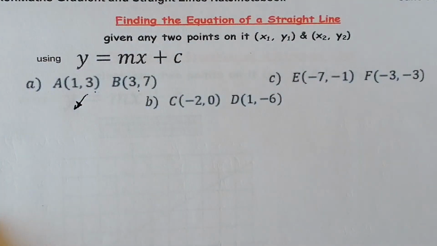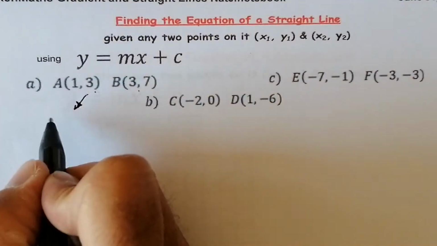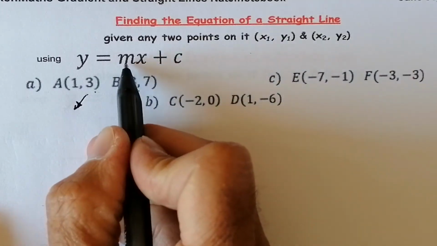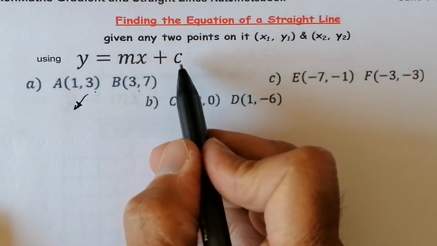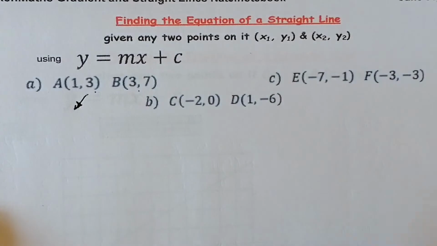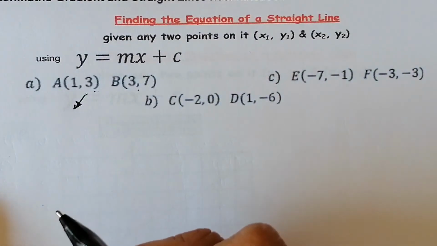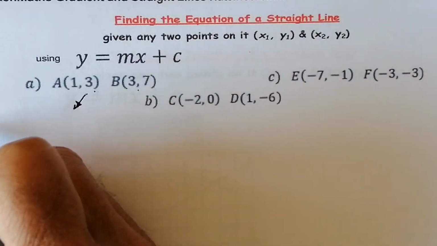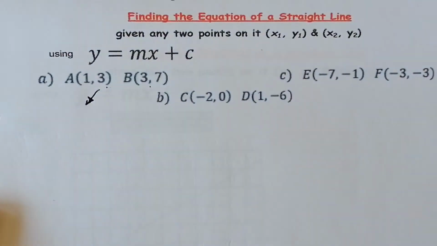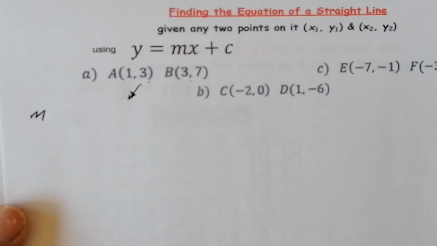Okay, so if you remember the gradient formula, so remember we don't have a gradient given, so I need to work out what the gradient is. We've not been given a y-intercept, so I need to work that out as well. So let's go ahead and do that. So we're just going to use what we know already. So we know how to work out the gradient. So my gradient, okay, so remember we use m for the gradient.